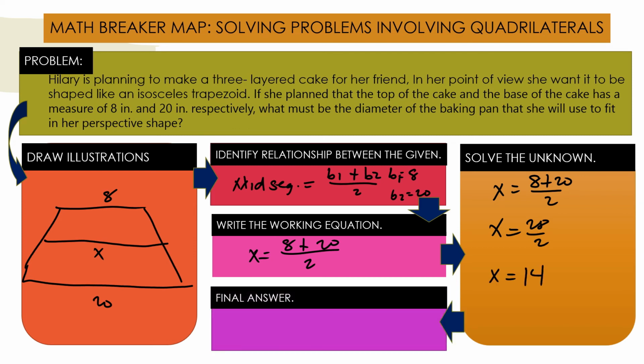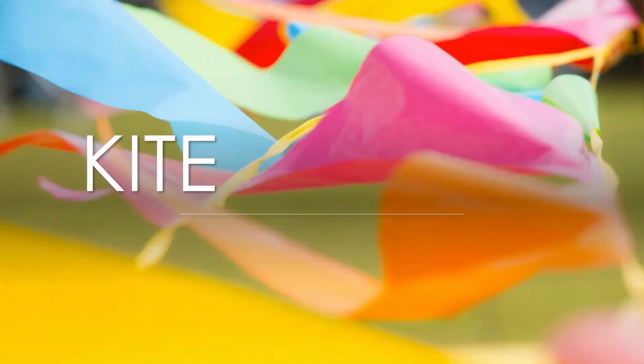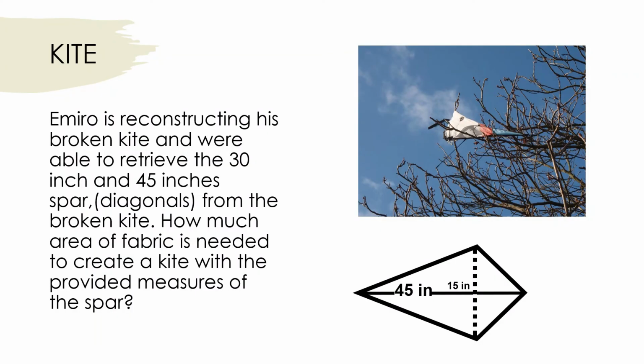To have our final answer, we can say that the diagonal or the diameter of the baking pan that is needed is 14 inches. Let us use the properties of the kite to solve this problem. Emiro is reconstructing his broken kite and was able to retrieve the 30 inches and 45 inches spar diagonals from the given kite. How much area of fabric is needed to create a kite with the provided measures of the spar? The spar here serves as the diagonal of the given kite.